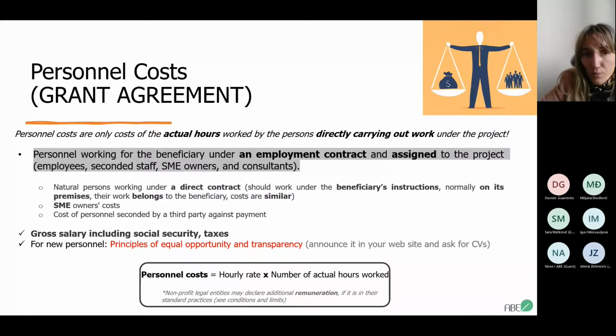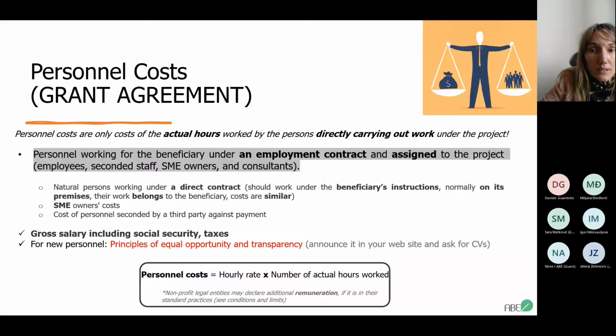And the personnel that is working for the beneficiary under an employment contract and assigned to the project. Different kinds of personnel could be involved here. So, for example, employees, seconded staff, SME owners, of course, and consultants. So any natural person working under a direct contract, it's actually the employee. SME owners also are the beneficiaries and are included in the calculation here. And finally, of course, cost of personnel seconded by a third party against payment.